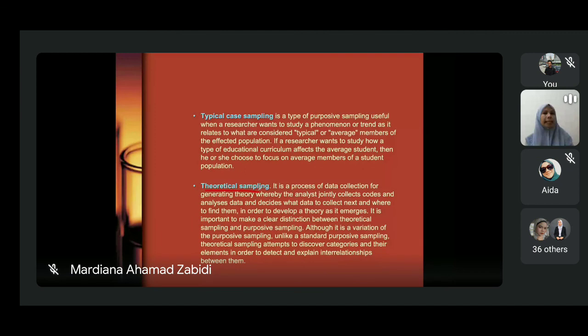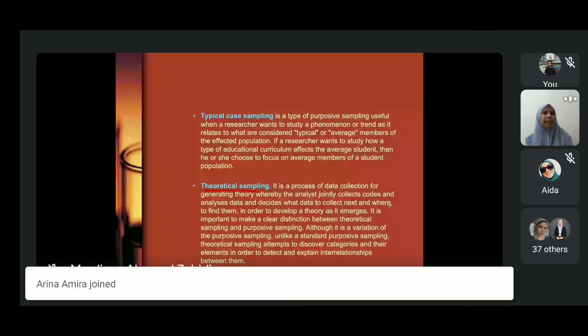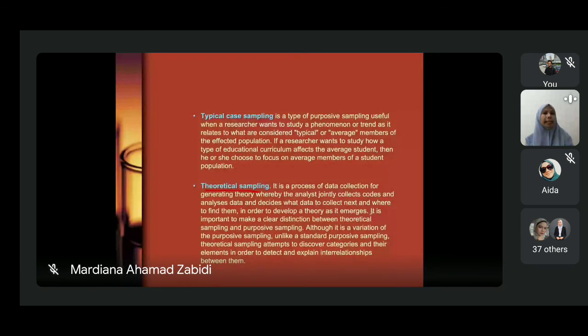Okay, so that one is theoretical. Ataupun yang you all belajar mathematics, you all belajar apa yang ada semua teori tu kan. So that one is based on theoretical sampling. Okay, so theoretical sampling is a process of data collection for generating a theory whereby the analyst will collect codes and analyze data and decide what data to collect next and where to find them in order to develop a theory as it emerge.